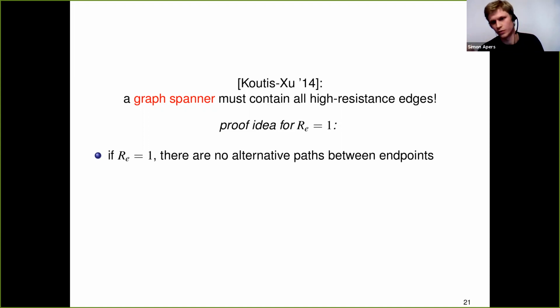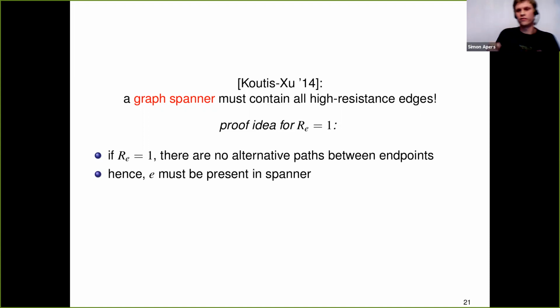Basically, this is like we saw in this one graph, where the red edge had effective resistance equal to 1. Now, since there are no alternative paths between, let's say, node i and node j apart from this edge, we have to keep this edge in the spanner. If we drop this edge between i and j, the shortest path would be infinity, right? So we necessarily have to keep this edge present in the spanner. And basically, a similar argument applies to show that all high resistance edges should be contained inside the graph spanner.